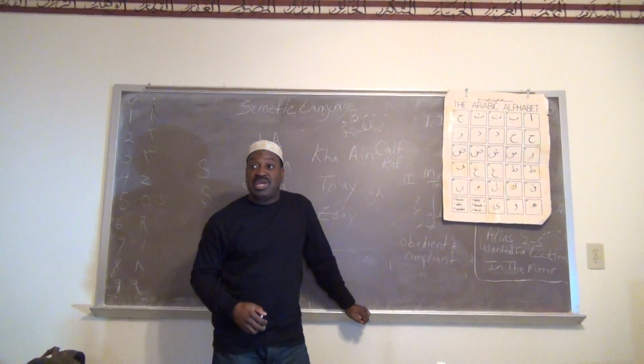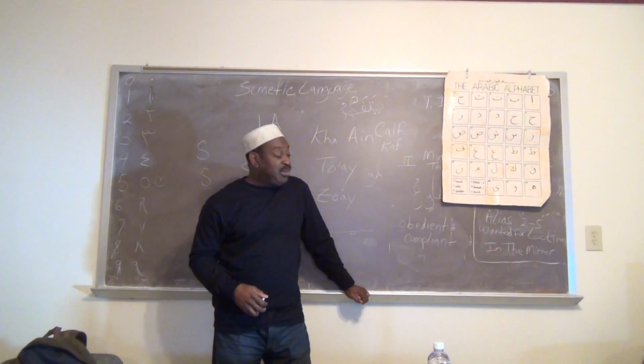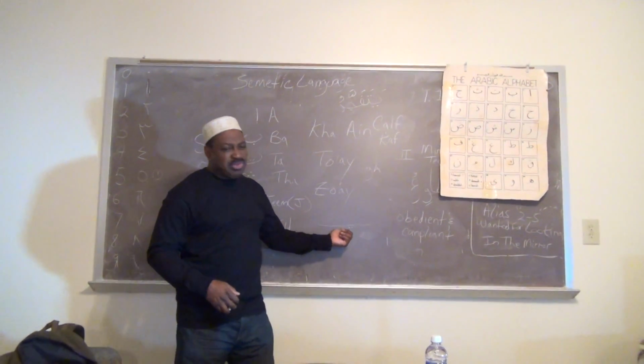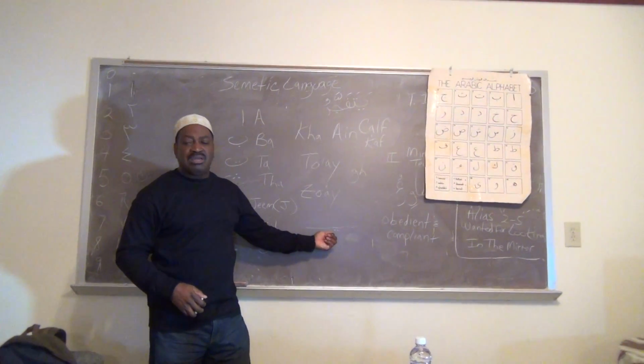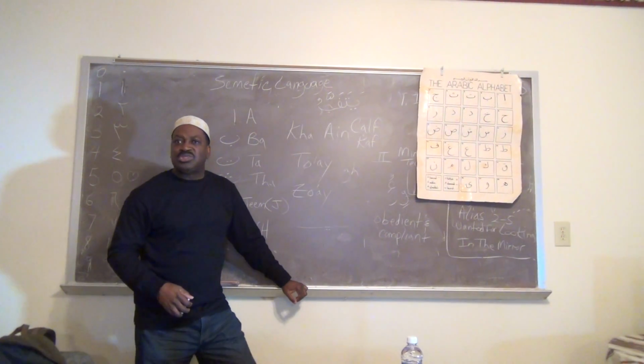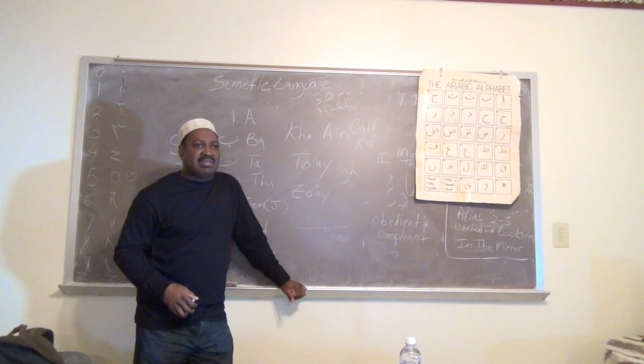Only one that has the two dots below it. So even if I saw something and I couldn't distinguish, I saw two dots, I said, well, it has to be Ya, because that's the only letter that has the two dots below the line. Okay?